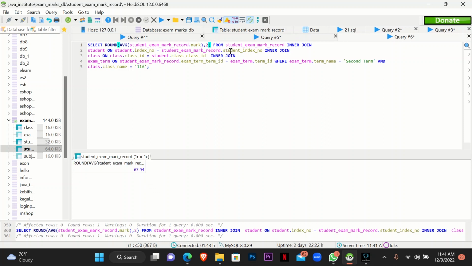If you want to change the decimal places, I change it to three decimal places and execute the query. Here you can get the answer to three decimal places.